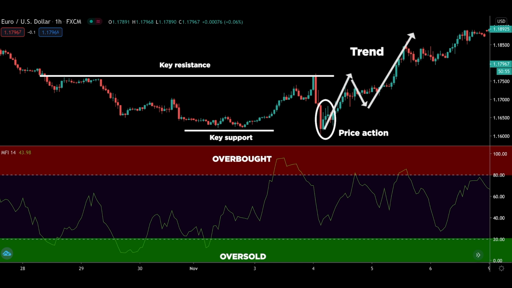Now, don't worry, because if you are confused, I will show you how to combine both approaches and filter out the highest probability setups with a trendline break next. So keep watching. Here is how to trade using the MFI.